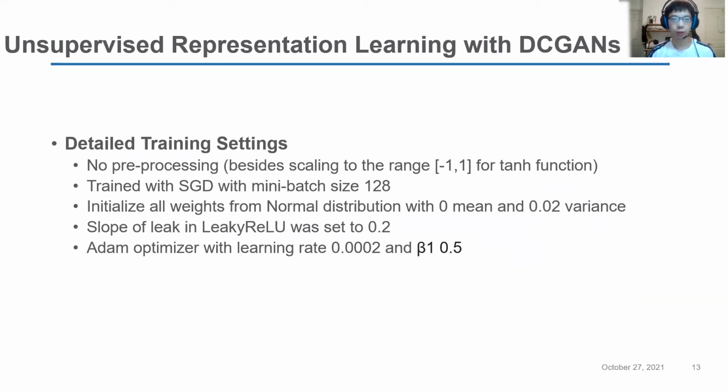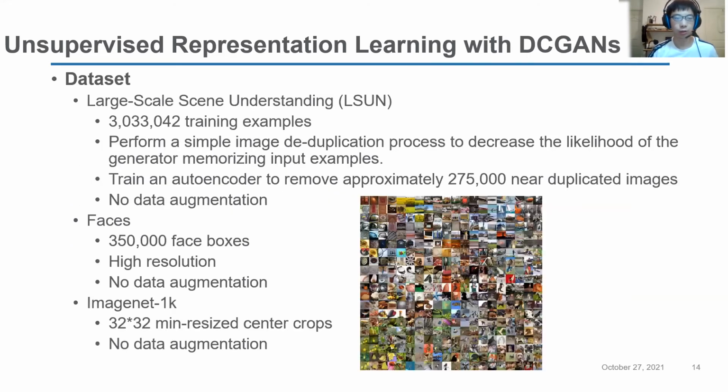Here are some detailed training settings mentioned in the paper, including preprocessing method, batch size, initialization method, activation function, and optimizer and learning rate. Okay, they use 3 datasets to evaluate the model. The first one is LSUN. The second one is faces, and the third one is ImageNet 1K.